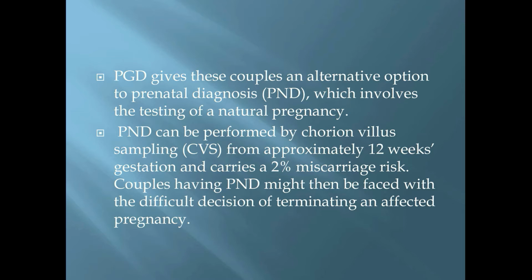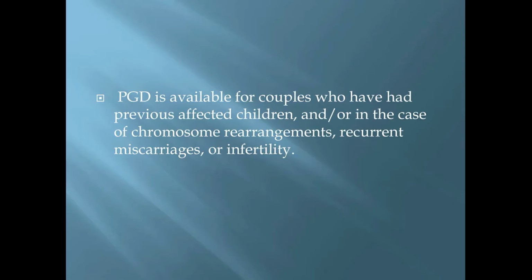And if you remember, prenatal diagnosis can be performed on chorionic villus sampling from approximately 12 weeks gestation and carries a 2% miscarriage risk. Couples having prenatal diagnosis might then be faced with the difficult decision of terminating an affected pregnancy. So you might ask, what is PGD and for whom is it available?